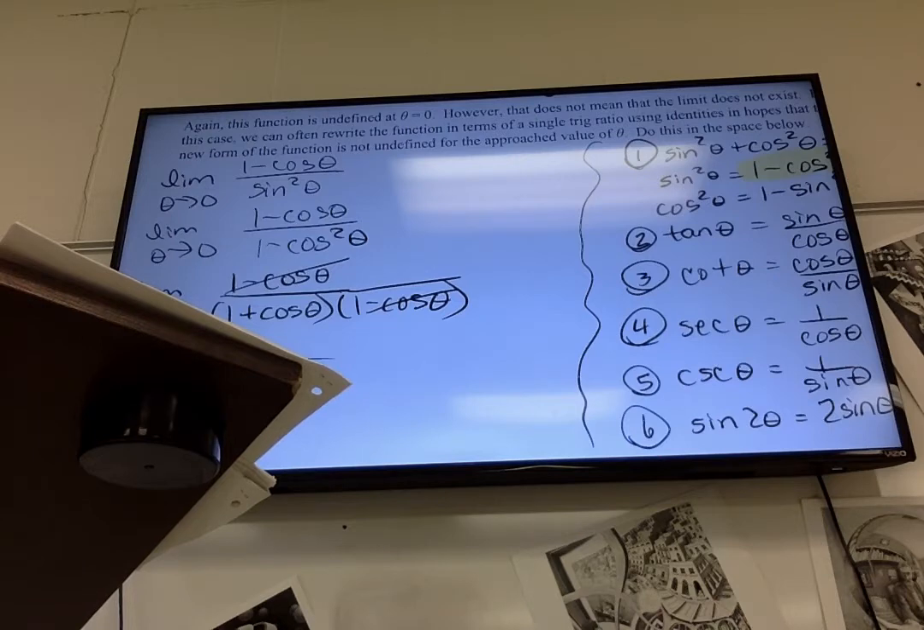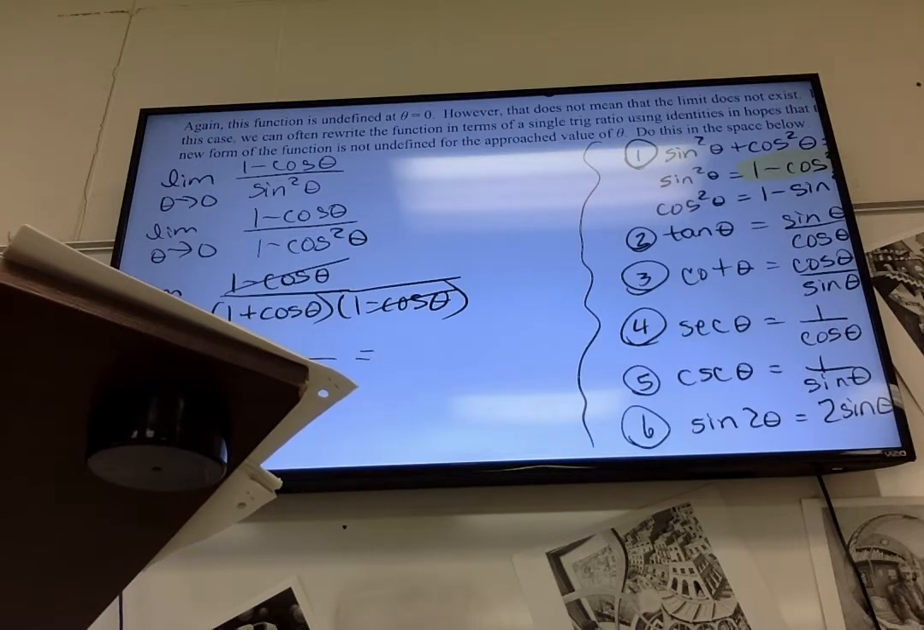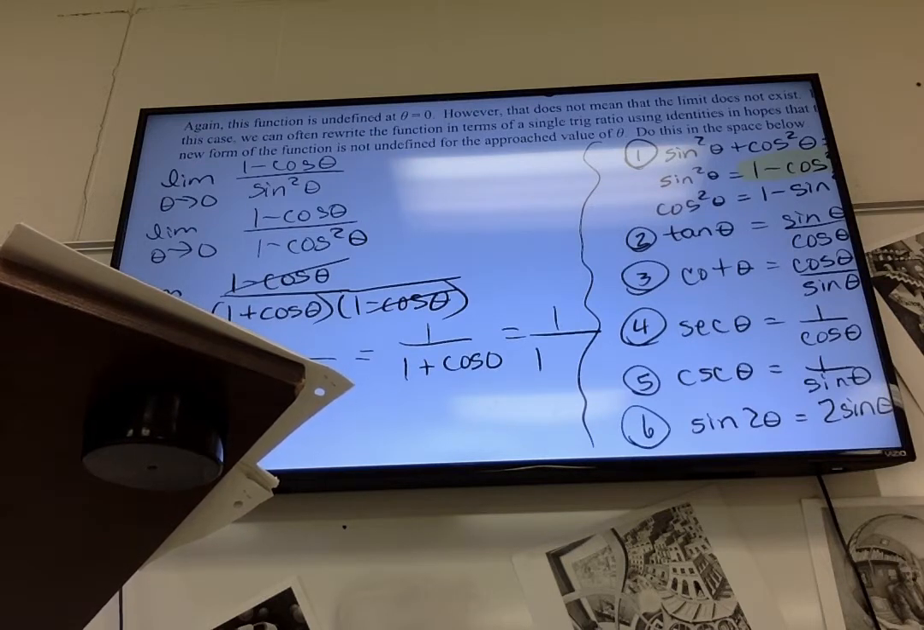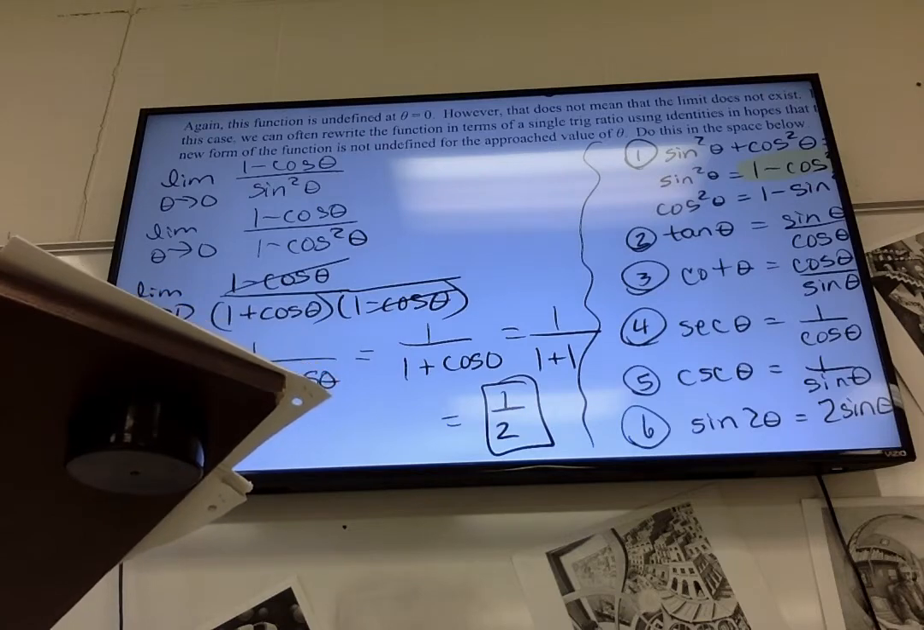So I have 1 over 1 plus cosine of theta. If I plug in 0, 1 plus cosine of 0, which is 2, would be indeed 1/2.